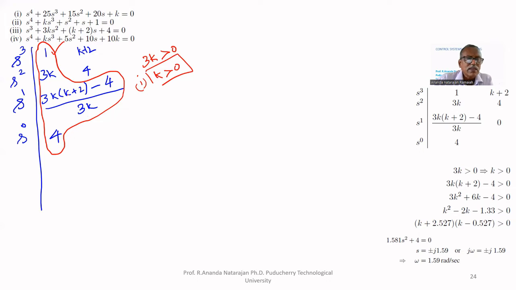Second condition we can get from here. 3K square plus 6K minus 4 should be greater than 0. Or we can say that K square plus 2K minus 4 by 3, that is 1.33, greater than 0.